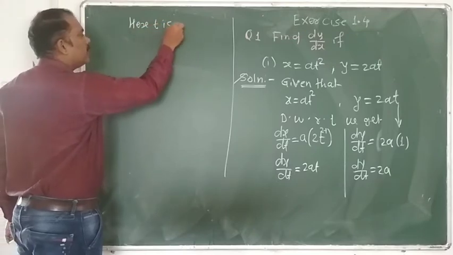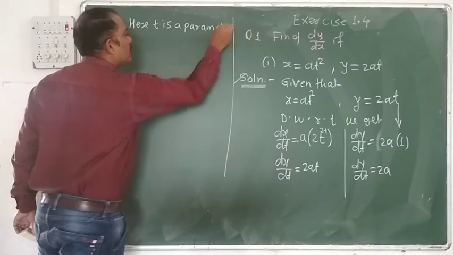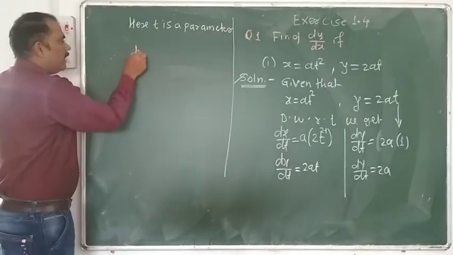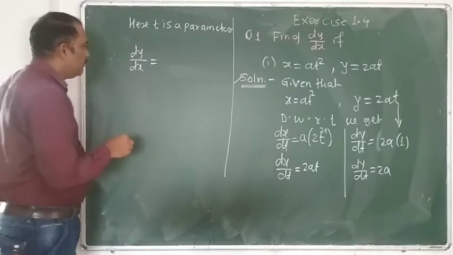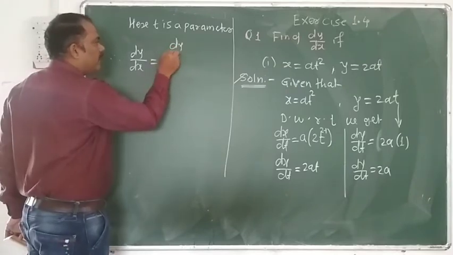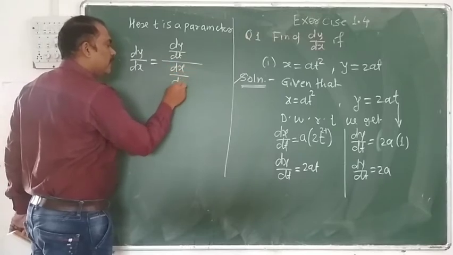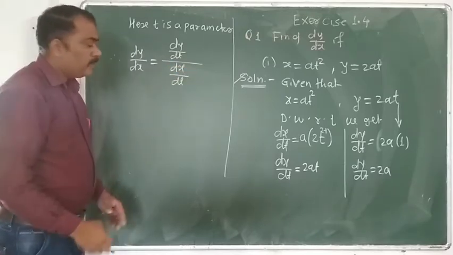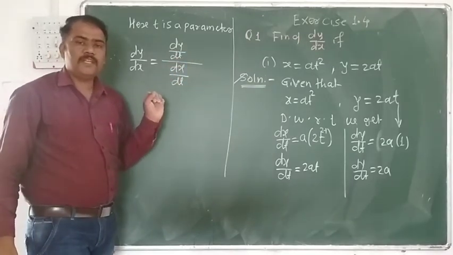Here t is a parameter. Therefore, we can write dy by dx. We can find the value of dy by dx, and since t is a parameter, we can write dy by dx is equal to dy by dt divided by dx by dt. In the numerator, we put the value of dy by dt. In the denominator, we put the value of dx by dt.